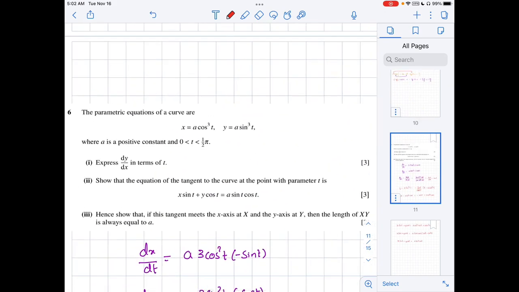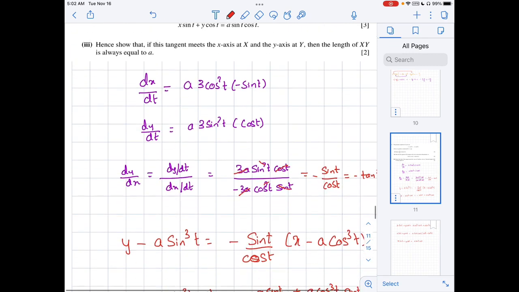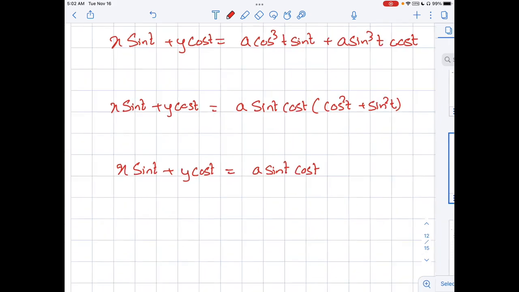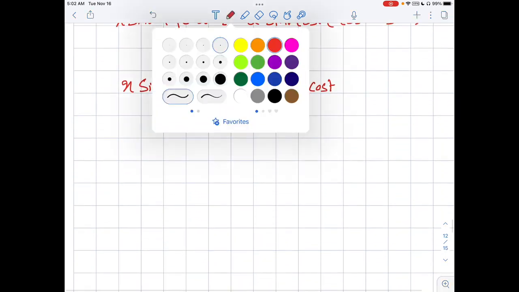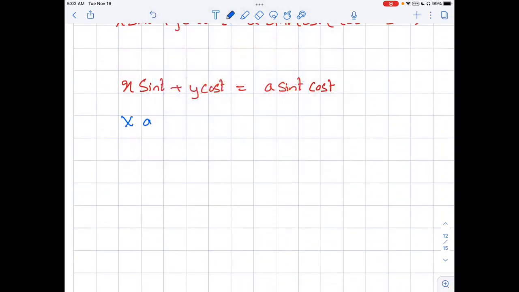Hence show that if this tangent meets x-axis at X and y-axis at Y, then the length of XY is always a. This meets x-axis. X-axis means y is equal to 0. So substitute y is equal to 0. So x sine t plus 0 is equal to a sine t cos t. Sine t cancels. X is equal to a cos t. So the point is a cos t comma 0.